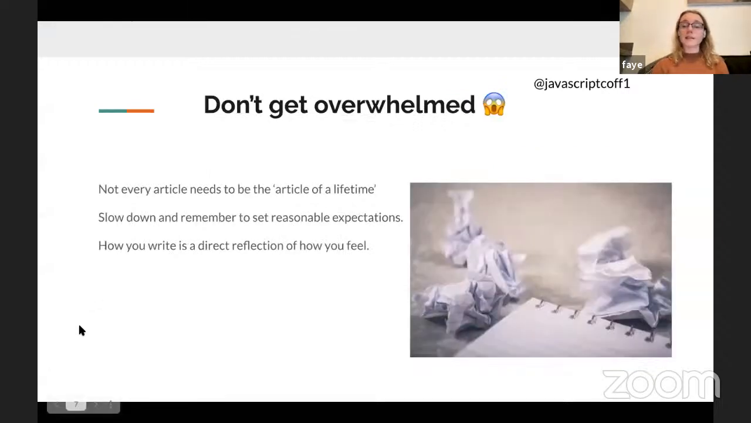Don't get overwhelmed. Writing is overwhelming, and I think it's okay to feel like that. I went through that when I wrote my Docker article, that's one that I come back to as an example a lot, because it took me so long, because I'd never used Docker.